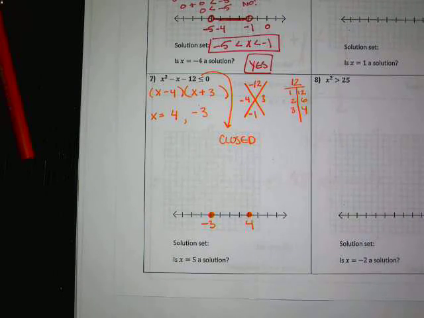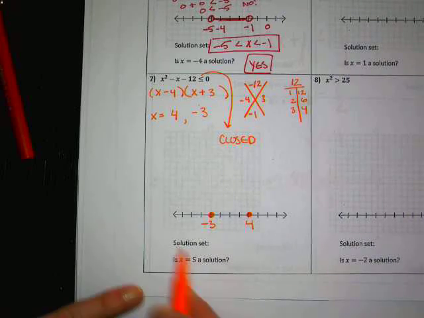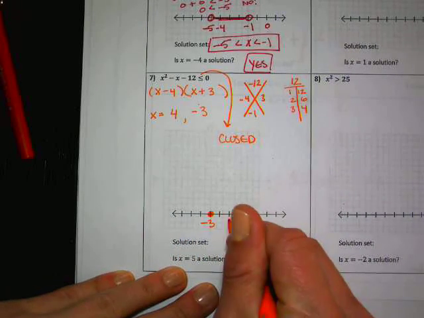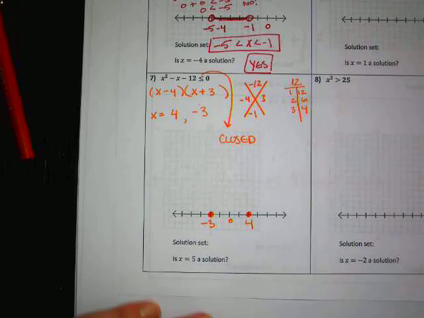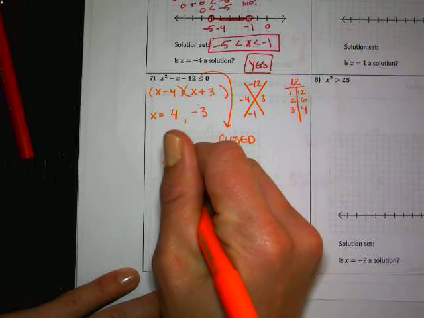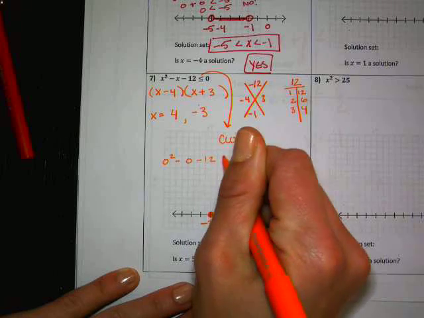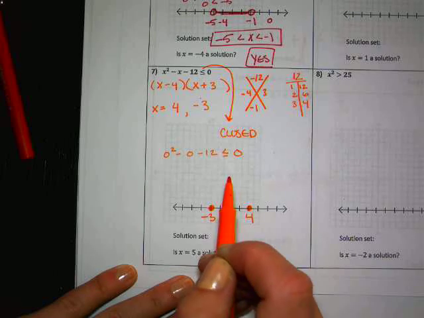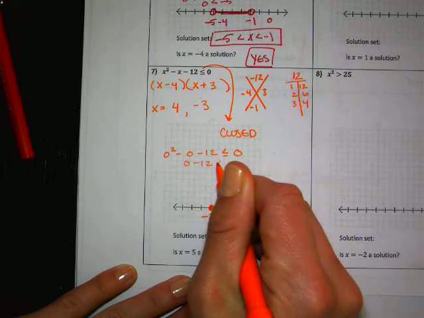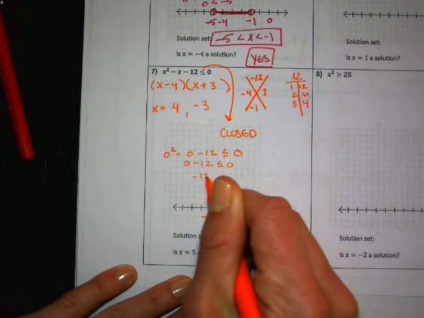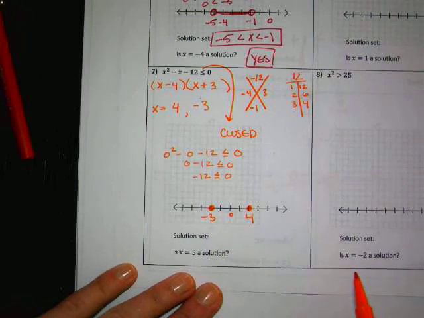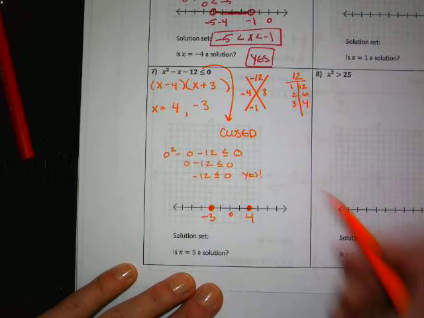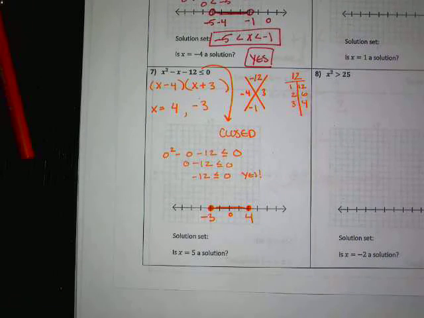All right, for my test point, what am I going to use? 0. Where is 0 on my number line? In between, right here. So I'm going to plug 0 in here: 0 squared minus 0 minus 12 is less than or equal to 0. What's 0 squared minus 0? What's 0 minus 12? Is -12 less than 0? Yes. So my test point works, so I'm going to shade where my 0 is.